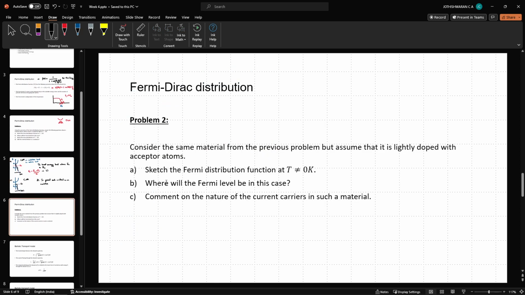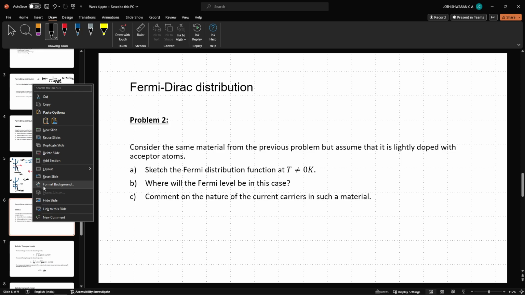Now moving on to the second question. Now we are looking at a similar material as the previous problem, but now it is lightly doped with acceptor atoms. So this system is now doped. So now what will happen to the Fermi distribution function? So again, most of us know what's going to happen in this case because we are familiar with semiconductors and their properties. What I'm trying to do here is to emphasize how just understanding the behavior of the Fermi distribution function will enable us to predict the behavior of this material.